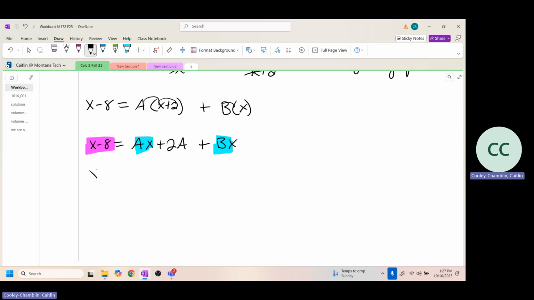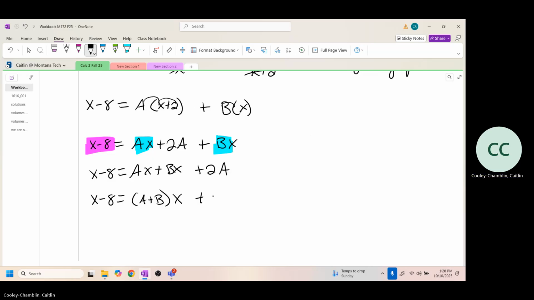And so I'm going to rewrite this. x minus 8 equals ax plus bx plus 2a. I'm going to make it look like that left-hand side. So I have x minus 8 equals x times... I'm going to rewrite this. Sorry, guys. Sorry, computer, I know I'm making you freeze a little bit. So (a plus b) times x plus 2a.